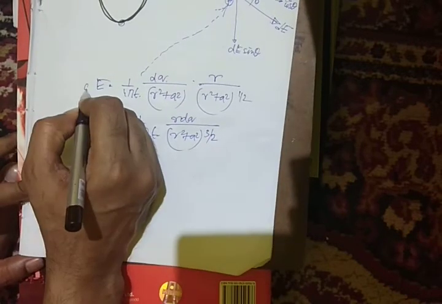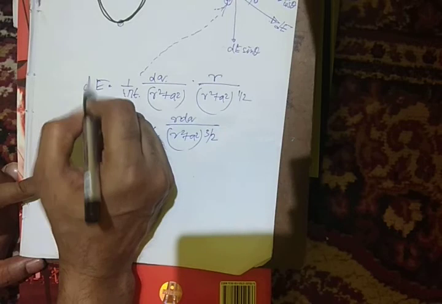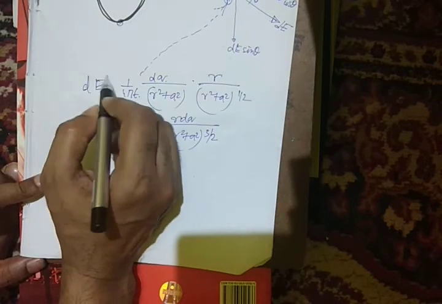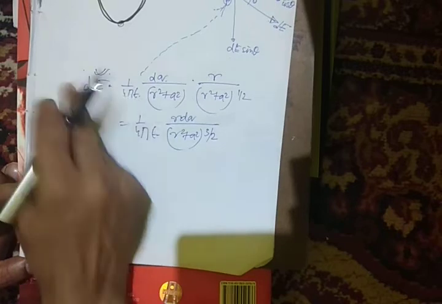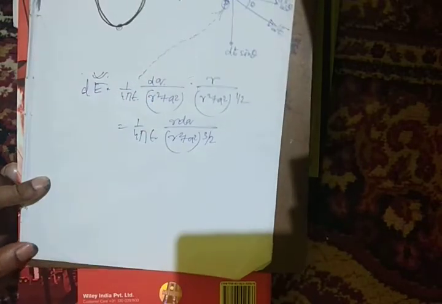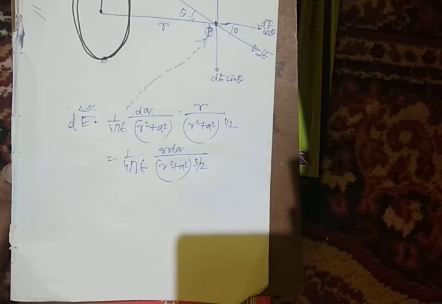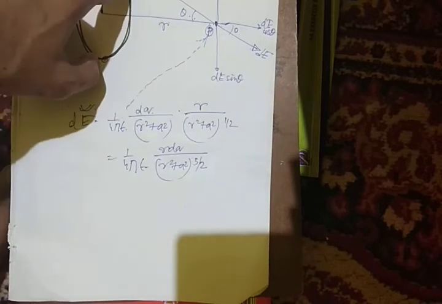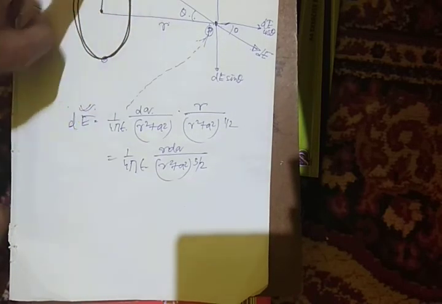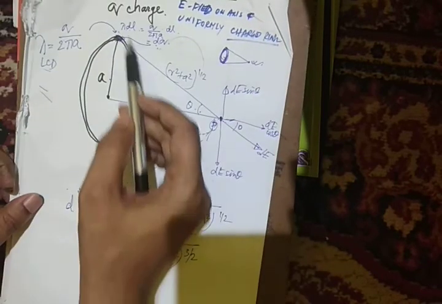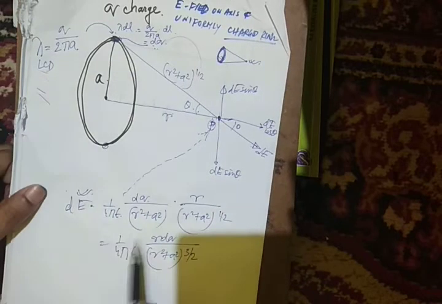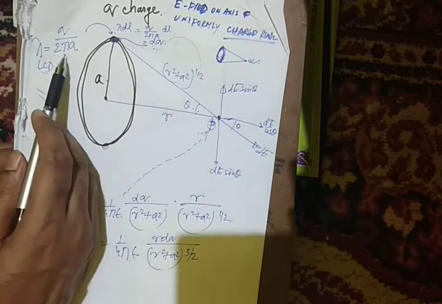This is some part of dE along x direction. That means the effective part of electric field due to a certain dq charge. So to obtain the whole electric field, we have to integrate over this whole ring. Now dq is equal to lambda dl and lambda is nothing but q by 2 pi a. We will just substitute it here.